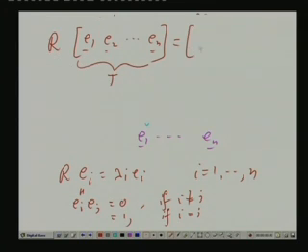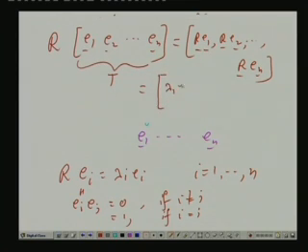The first column will be R E_1, then R E_2, then R E_n. And since E_1 to E_n are eigenvectors, you will have lambda_1 times E_1, lambda_2 times E_2, dot dot dot, lambda_n times E_n. Since time is short, I will do it a bit fast.